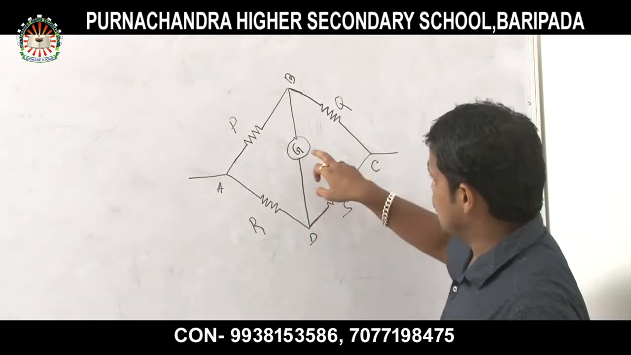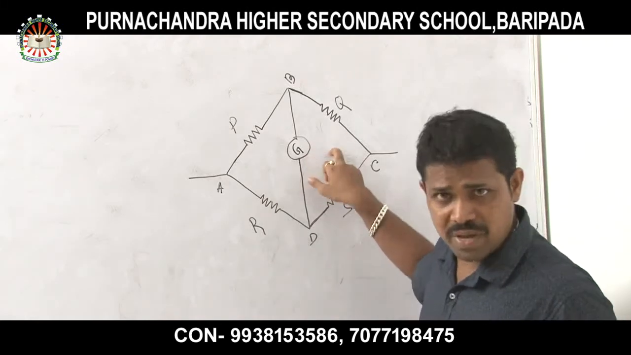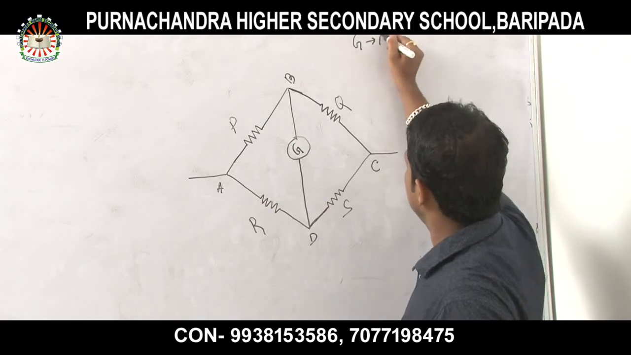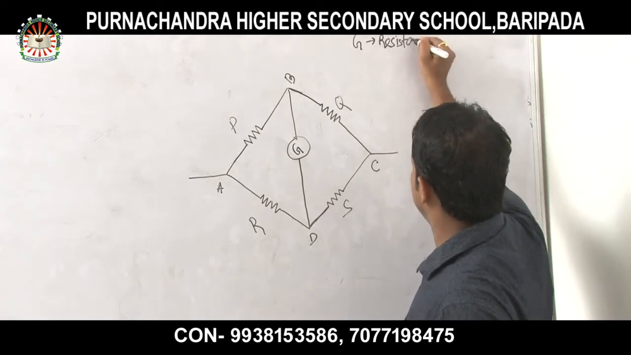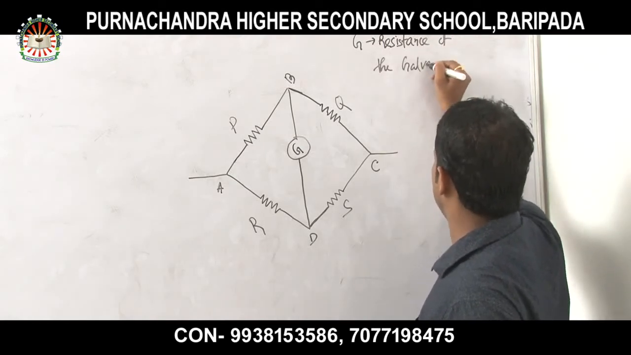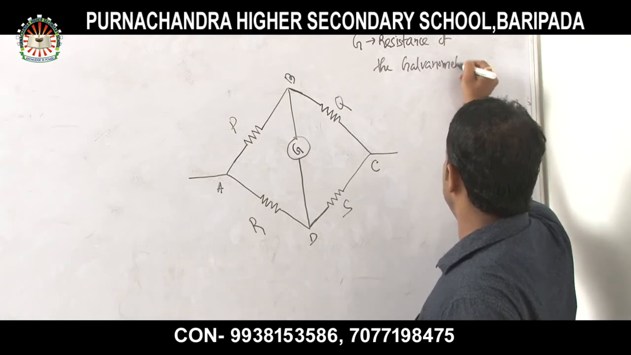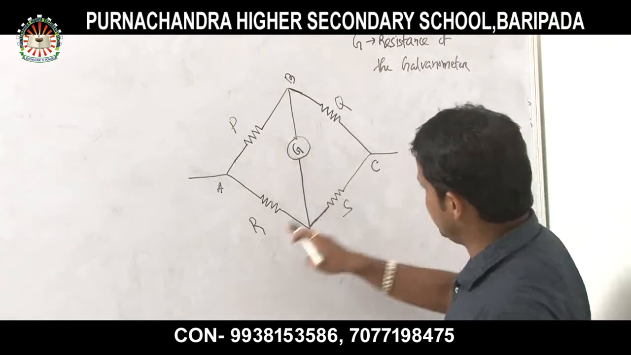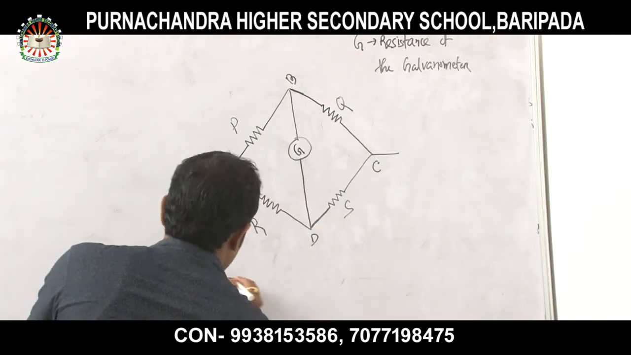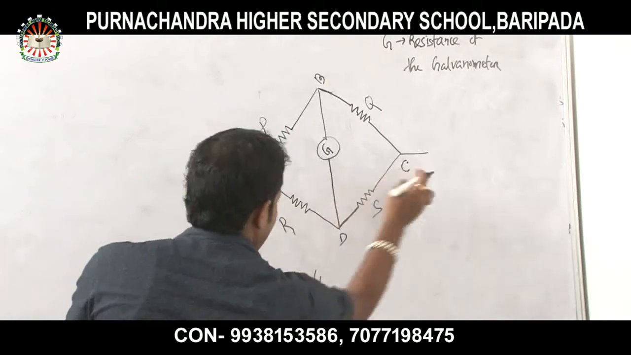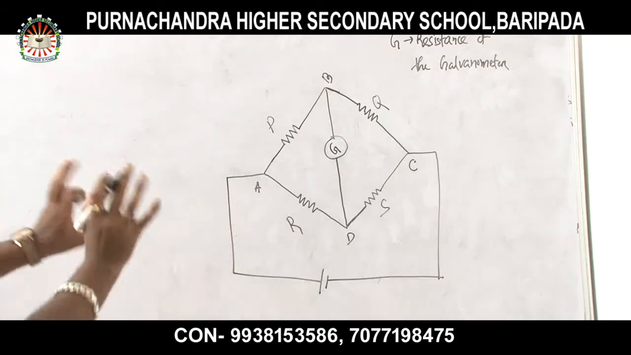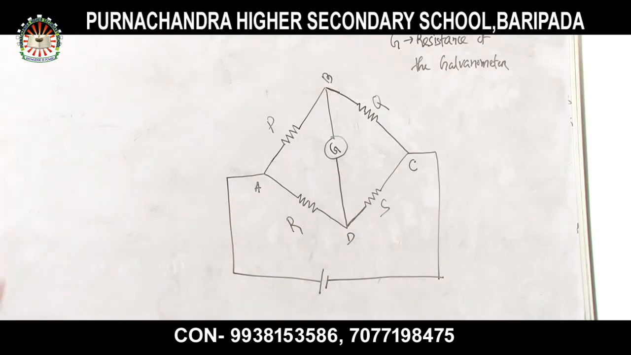So let us take the resistance of this galvanometer to be G. Capital G is the resistance of the galvanometer. Okay. So P, Q, R, S are the 4 resistors. Let us connect a cell or voltage supply between A and C. Clear all of you? So this is the pictorial view of the Wheatstone bridge.